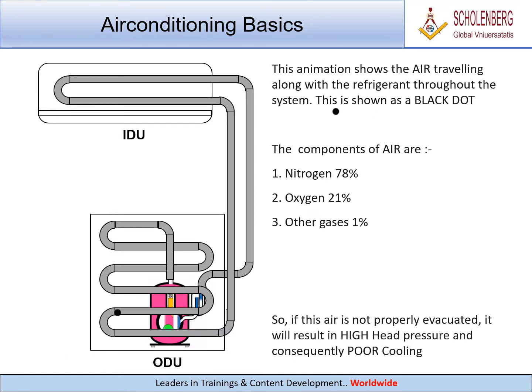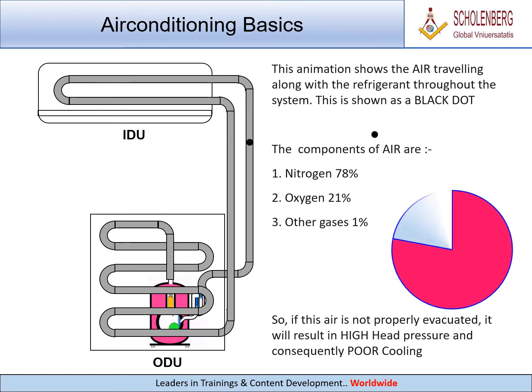This animation shows the air traveling along with the refrigerant throughout the system. This is shown as a black dot. The components of air are: 1. Nitrogen 78%. 2. Oxygen 21%. 3. Other gases 1%. So, if this air is not properly evacuated, it will result in high head pressure and consequently poor cooling.